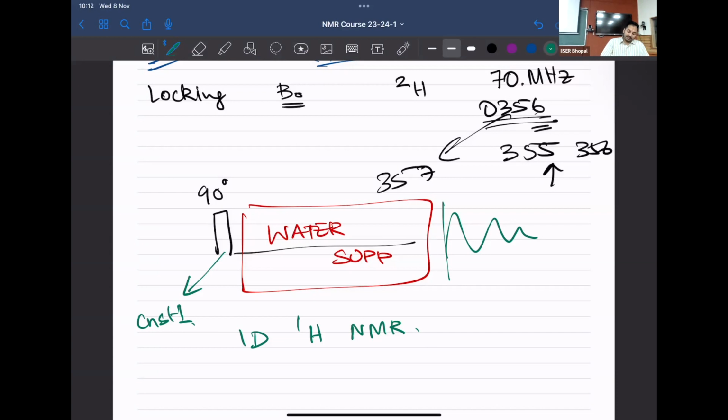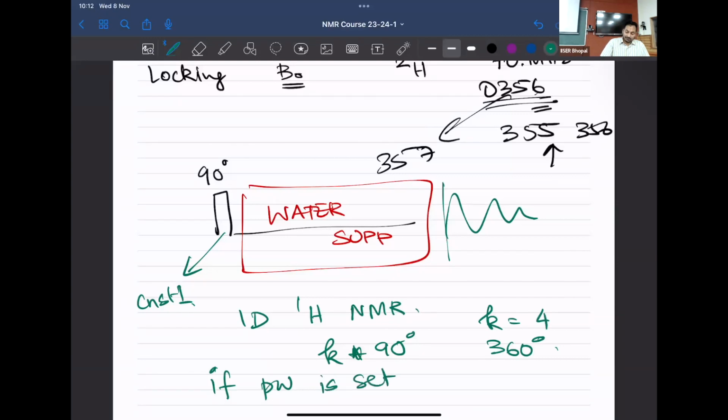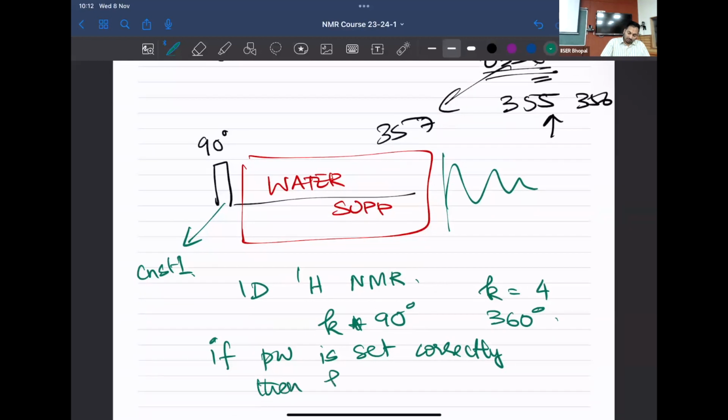So what I did was that I had a pre-multiplying factor for the 90-degree pulse. So let's say it's a constant K times a 90-degree pulse. If I set the constant K to 4, what will be the pulse flip angle? 360 degrees, correct? So what I'm trying to do, if my pulse width is set correctly, then the constant of 4 should give me 0 signal. Is that correct? You would have a 360-degree flip angle.